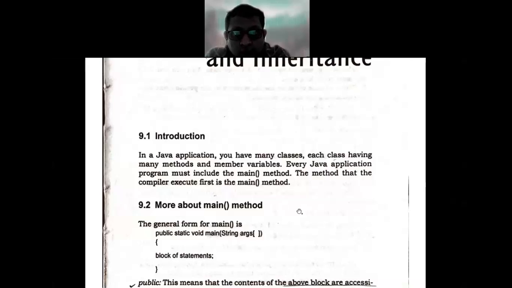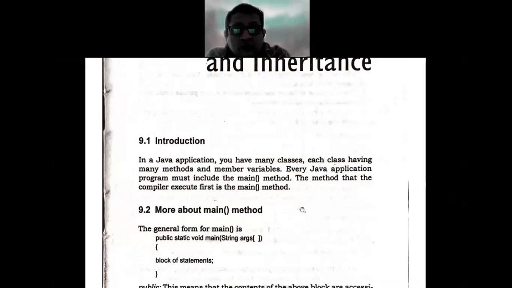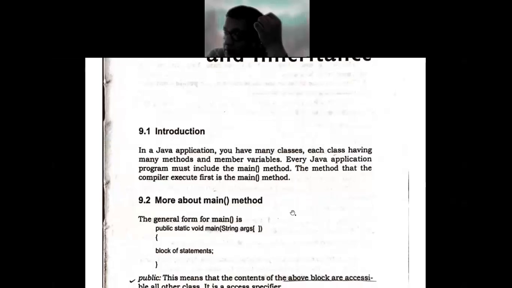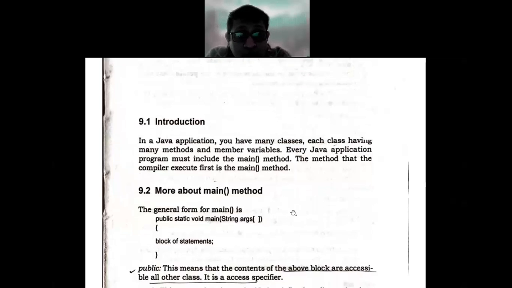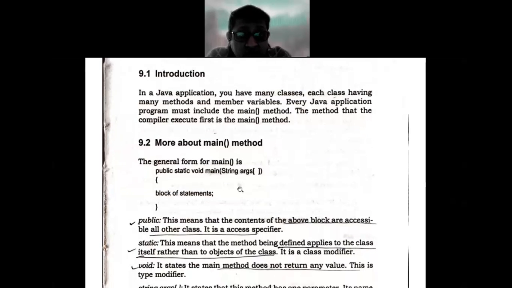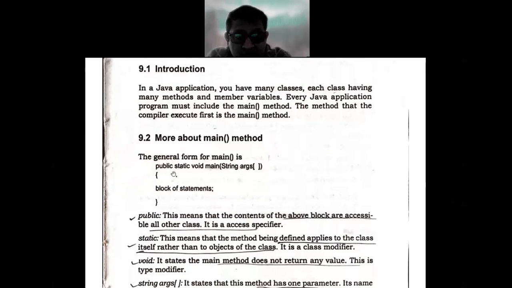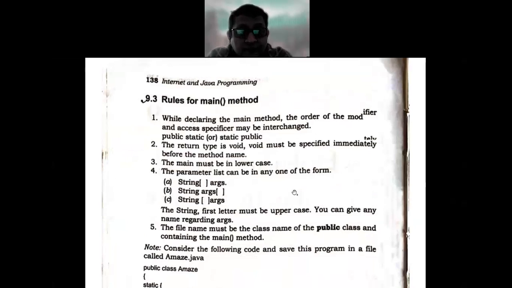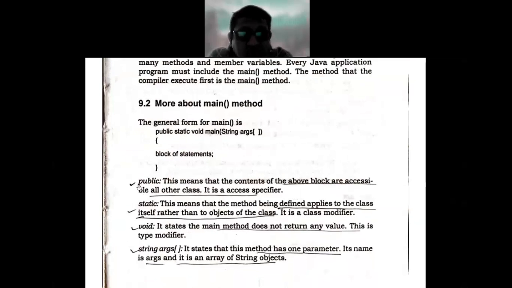So, okay. So something about the methods in a class, and also something about polymorphism. So something about the main method. The general form we have already studied is public static void main String args. So okay, now the meaning of the keywords, why they are used.